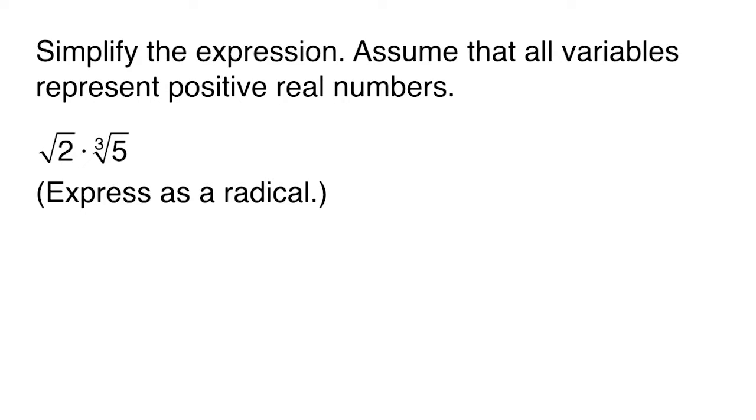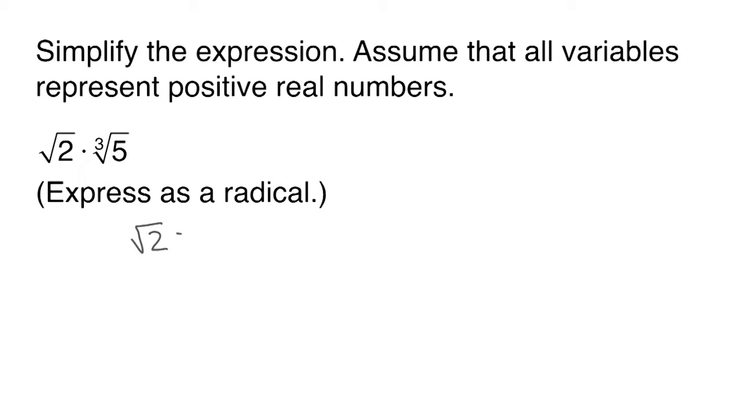So we need to rewrite these roots such that we have the nth root where n is the least common multiple of 2 and 3. The least common multiple of 2 and 3 is 6, and so we'll need to rewrite each factor as a sixth root. We'll start with the square root of 2.